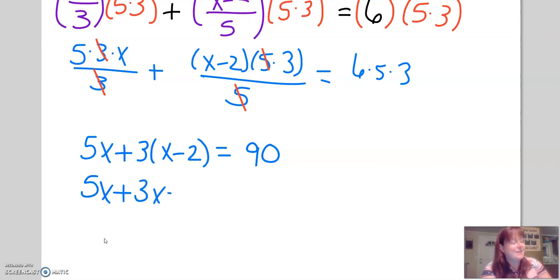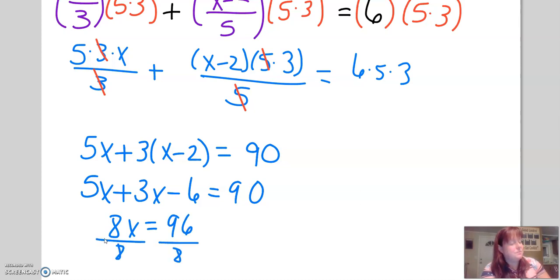Anyway, 3x minus 6 equals 90. We add 6 to both sides. We have 8x equals 96. We can divide by 8, and we get x equals 12.